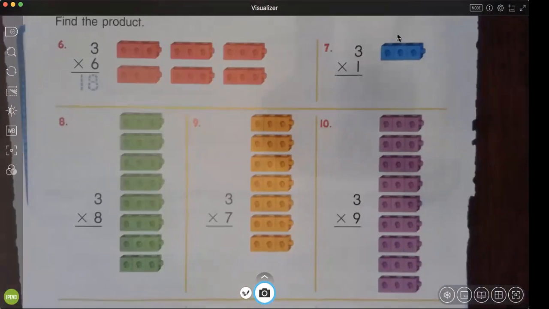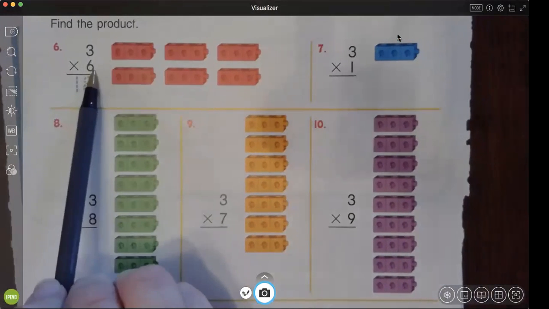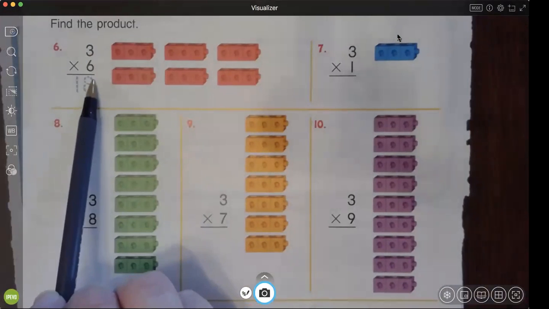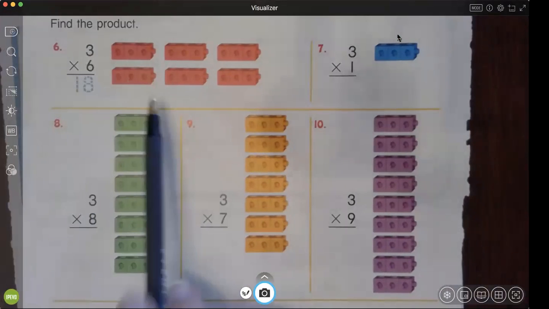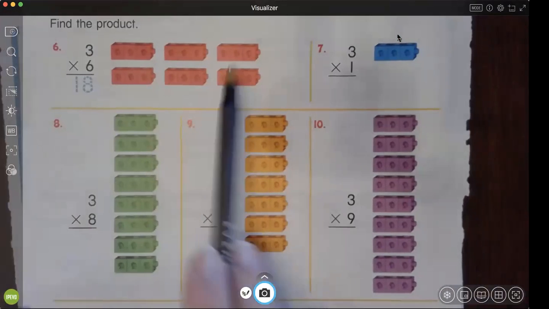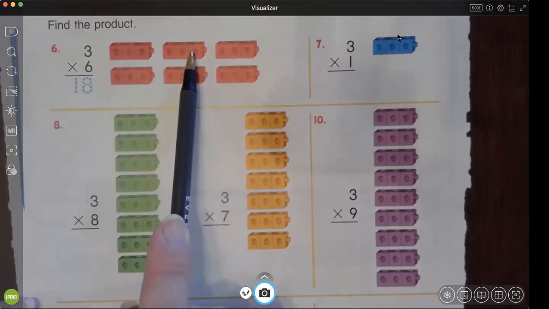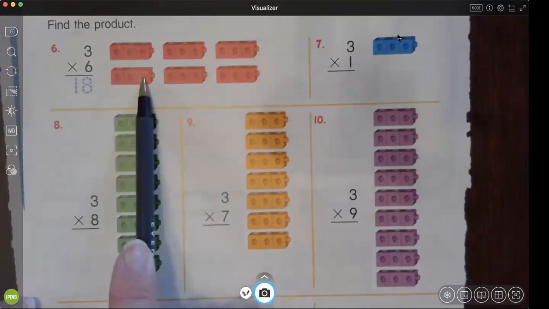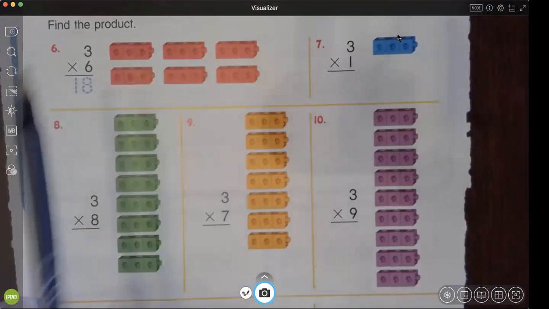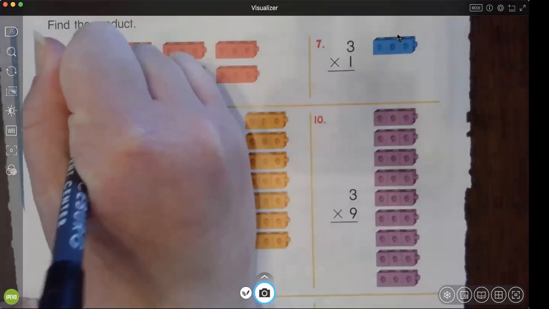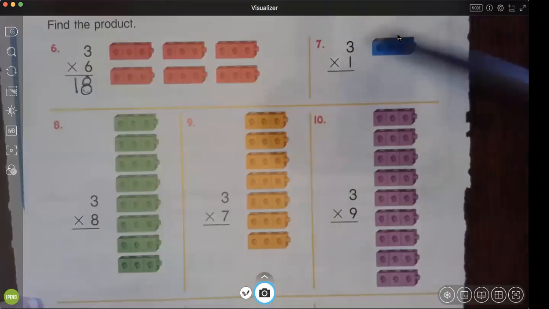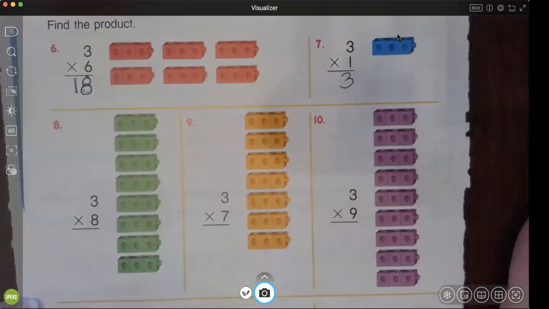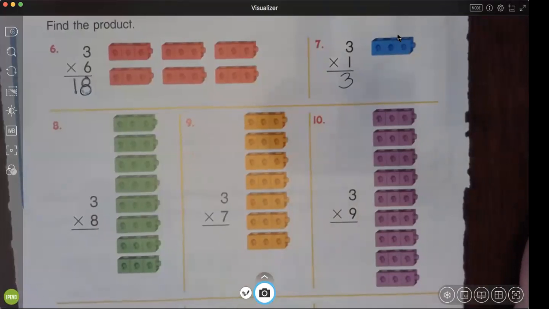So we have 3 times 6. So that's like saying 6 groups of 3 or 3 groups of 6. You have to count by 6 3 times, or you have to count by 3 6 times. So in this case, we have to count by 3 6 times. We have 3, 6, 9, 12, 15, 18. Okay? And over here, anything times 1 is that number. So we have 1 group of 3. How many do we have? We have 3. Okay? All right.